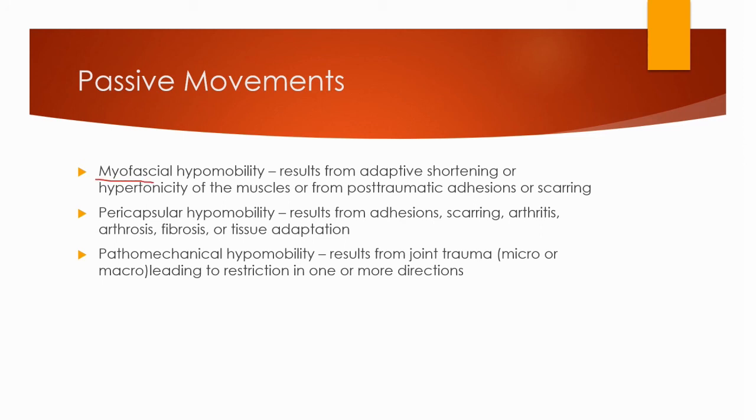So one type of hypomobility is due to changes in the myofascial structures due to adaptive shortening or hypertonicity of the muscles, or from post-traumatic adhesions and or scarring. This is commonly seen following total knee replacement surgery, where the hamstring muscles become adaptively shortened, and we develop adhesions and scarring in the posterior capsule of the knee joint itself. And sometimes these examinees, no matter how much physical therapy they participate in, are not able to avoid this adaptive shortening or the development of post-surgical adhesions, and they never really regain full range of motion of their knee.